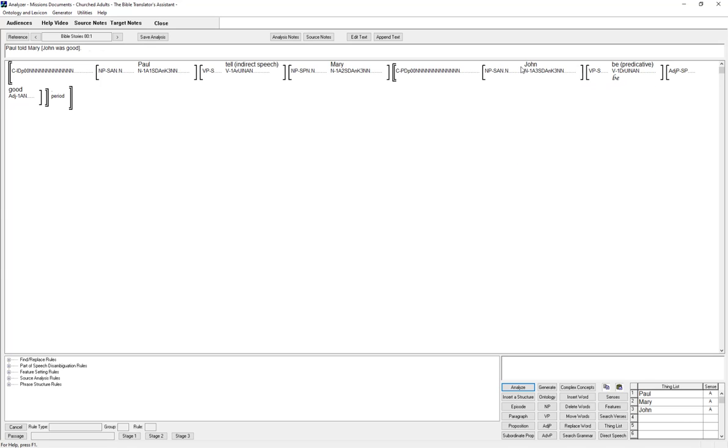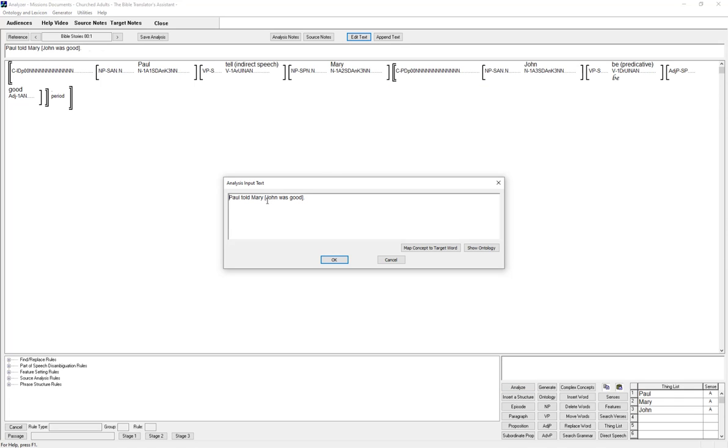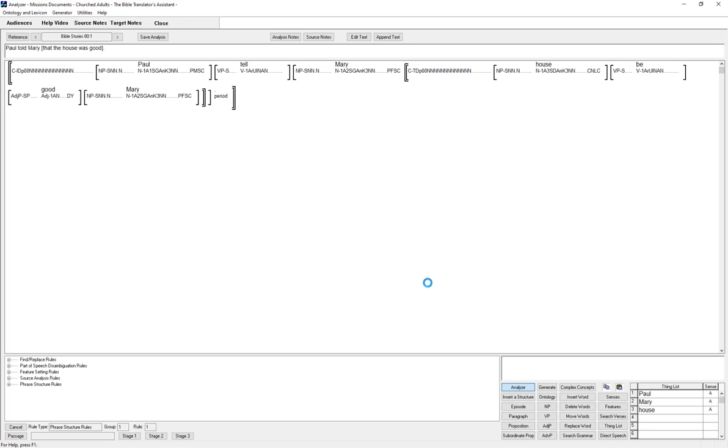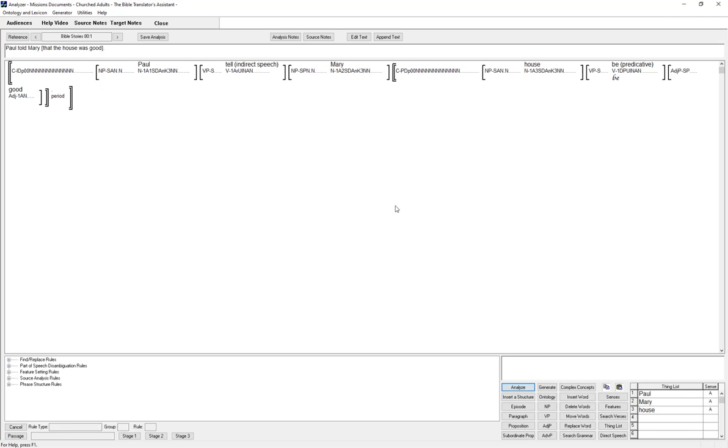But my experience is sometimes the analyzer gets confused. Let me just try this. Paul told Mary that the house was good. So now I'm analyzing. It still got it okay. So having the that or not having the that didn't make any difference.